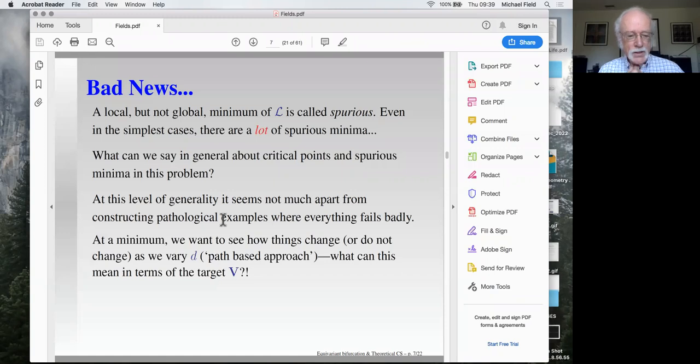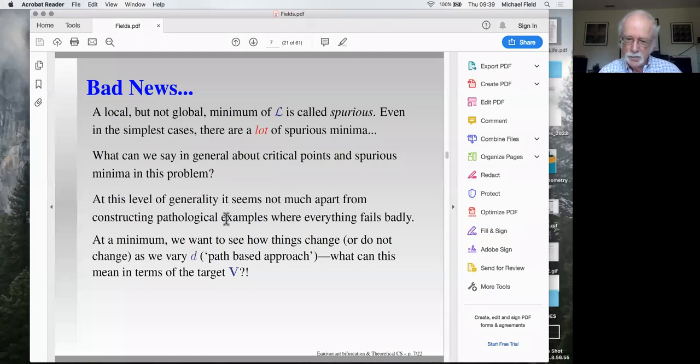So what do we want to do to cope with the bad news? Well, if we're going to do some serious analysis, it's really important to see how things change or don't change when we vary, say, the number of inputs. We'll vary the number of neurons in a little while. This is a path-based approach. You want to deform, say, the number of inputs, increasing them by 1, 2, 3.